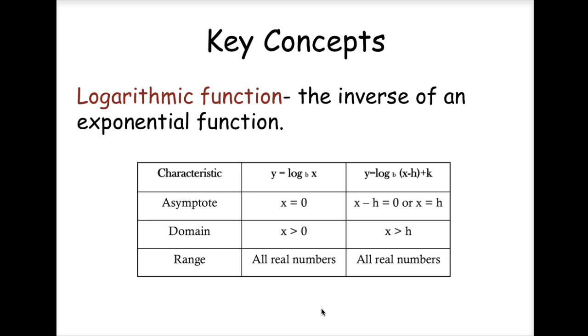A logarithmic function is the inverse of an exponential function. So our characteristics, this function y is equal to log base b of x, and y is equal to log base b of the quantity x minus h plus k. So we're doing some transformations here. The asymptote for the first is the y-axis, and for this one it's going to be where x minus h is equal to 0 or x is equal to h. The domain is x greater than 0 or x greater than h, and the range for both of them will be all real numbers.